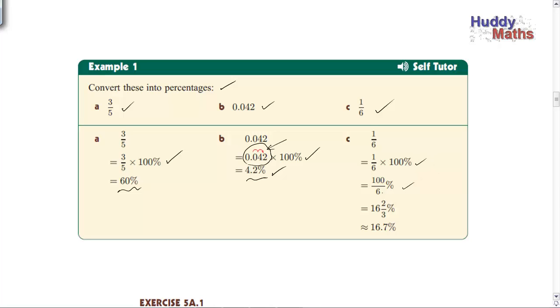It's a fraction. We could try to divide this. 6 into 100 is 16 2/3. So that would be the exact answer, 16 2/3, which is, of course, 16.6 recurring. So that's approximately, look at that sign, approximately 16.7%. And I like students to write 3SF, 3 significant figures. We'll learn about that later.